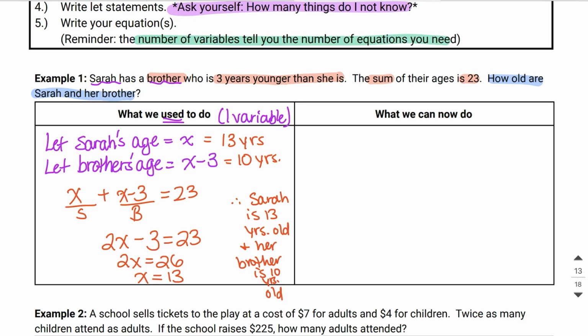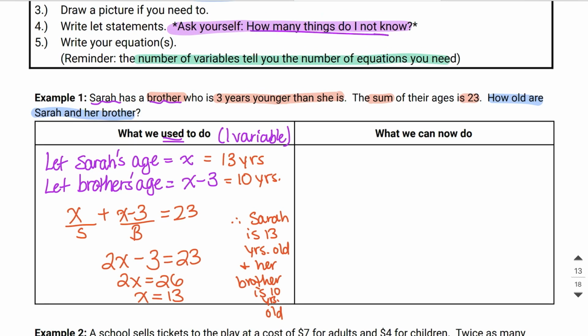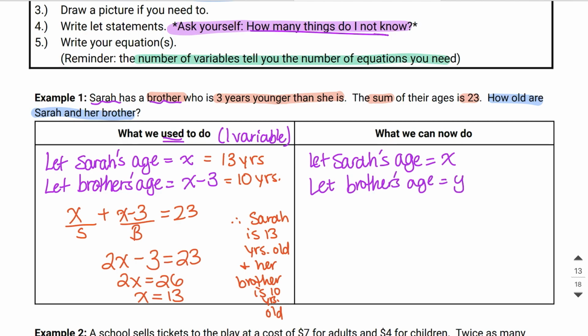But I have some good news for you, because setting up these let statements is difficult sometimes when you can only use one variable. Now we are allowed to use 2 different variables. There are still 2 things that we don't know. Assuming we hadn't solved this already, let's pretend we don't know Sarah's age, so we'll still call that x, but now we're allowed to say her brother's age is y. We're allowed to call it a different variable now that we know how to solve equations with more than one variable in it.